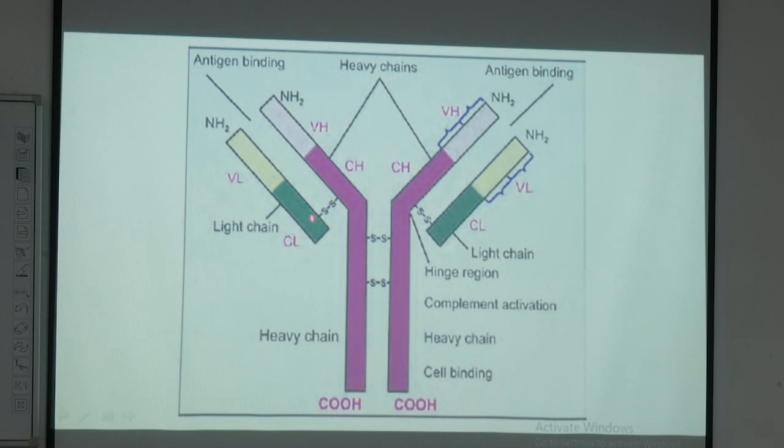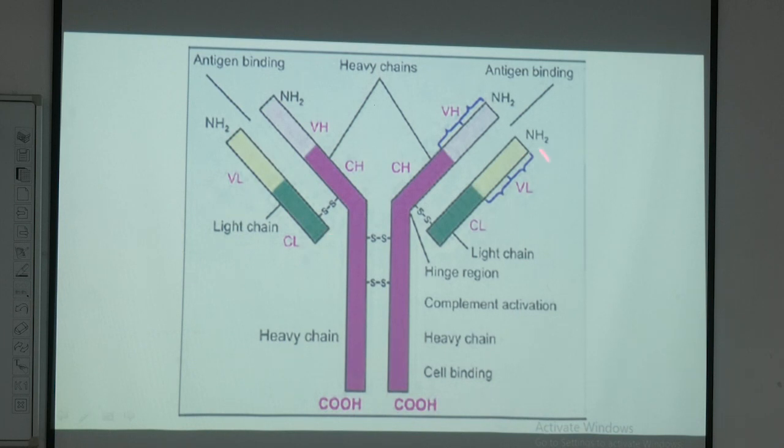So here, where there are these disulfide linkages, this area is called the hinge region. There are 2 enzymes, one is papain and another is pepsin. So we have to know that when the papain and pepsin enzymes act on this immunoglobulin, there is either formation of 2 fragments or formation of 3 fragments.